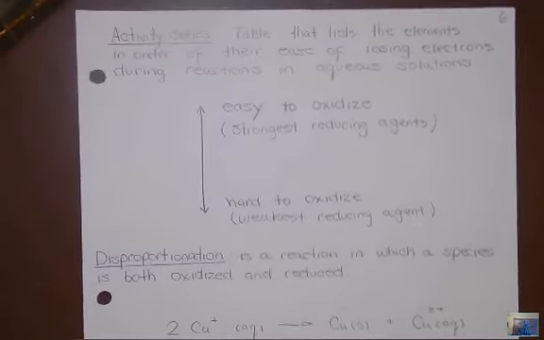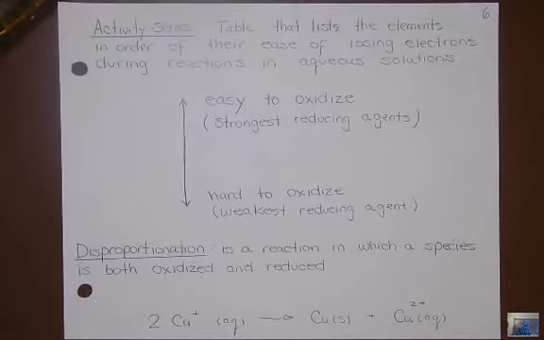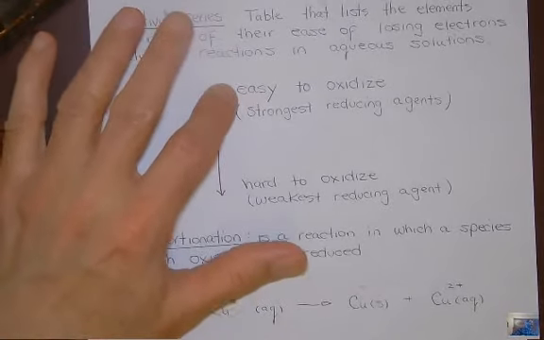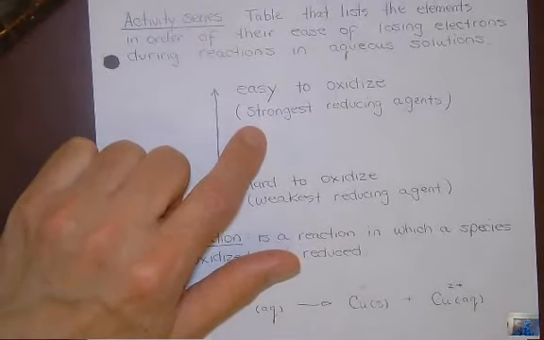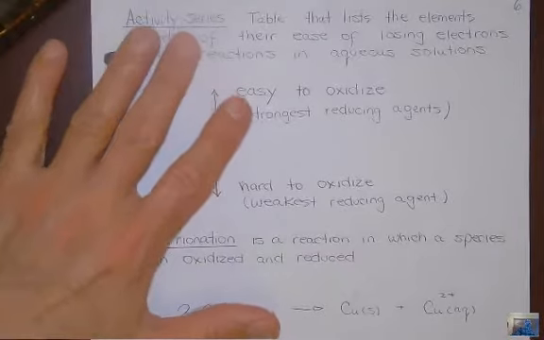Okay. This is something that you may remember from Chem 1, not super important to what we're doing, but there is something called the activity series, which is a table that lists the elements in order of their ease of losing electrons during a reaction in aqueous solution. So the ones that lose electrons the easiest are the easiest to oxidize, right, so they must be the strongest reducing agents. And I have a table like this that they use for Chem 1 that I'll show you in a second.